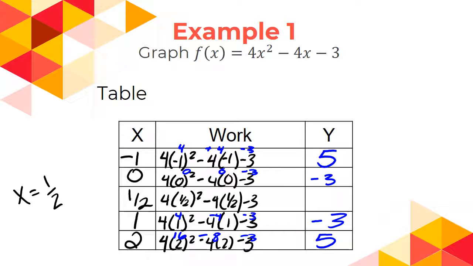All right, so here's where we maybe need to do a little bit of work to make sure that we're correct. So I have 1/2 squared, which is 1/4, or 0.25. 0.25 times 4 is actually 1. 4 times 1/2 is 2, and then minus 3. So 1 minus 2 is going to give me -1. -1 minus 3 is going to give me -4.